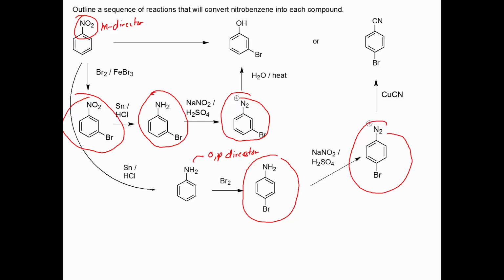Okay, all right, so we have to add bromine here, and then the first thing we're going to do with the nitro compound is we're going to reduce it with tin and HCl. Okay, so the first thing we're going to do is turn nitrobenzene into aniline, and then we can put the bromine in the right place and use the Sandmeyer sequences to introduce the cyanide.